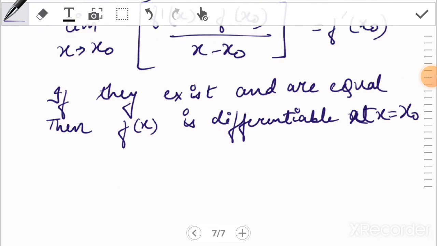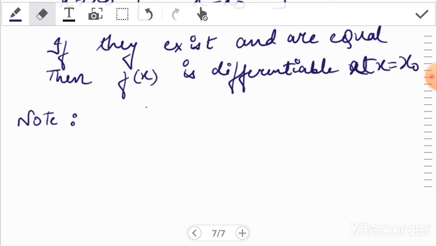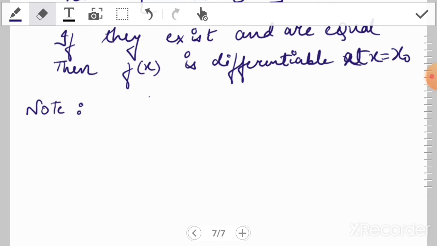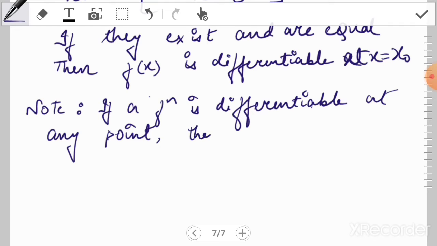So note that continuity is a necessary but not sufficient condition for the existence of differentiability or finite derivative. Meaning, if a function is differentiable at any point, then it is necessarily continuous at that point.